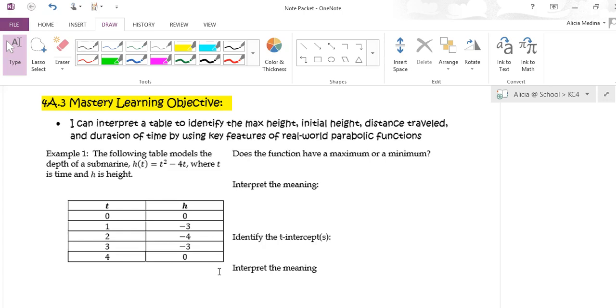So our first example says the following table models the depth of a submarine, and here's our function. H of t equals t squared minus 4t, where t is time and h is the height. So that's kind of something nice to keep in mind. Our t represented the time, and our h represents the height.